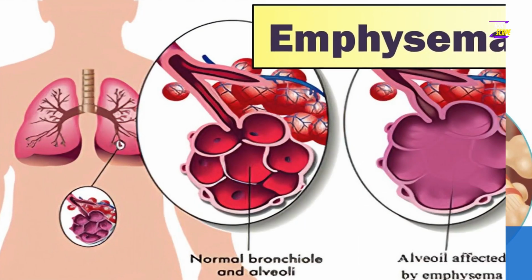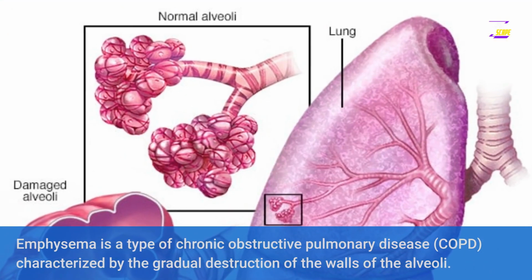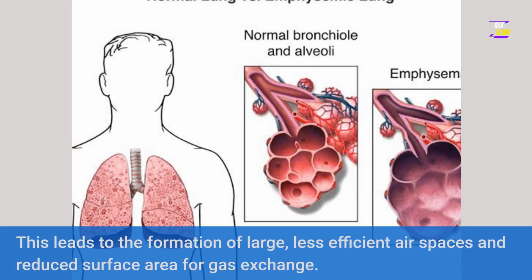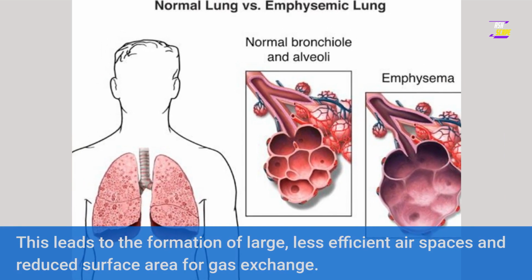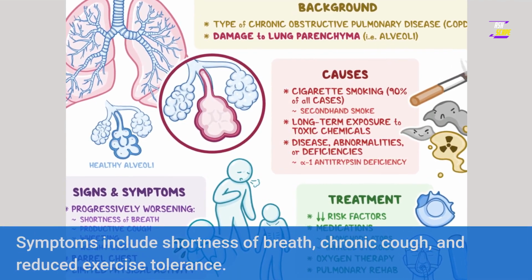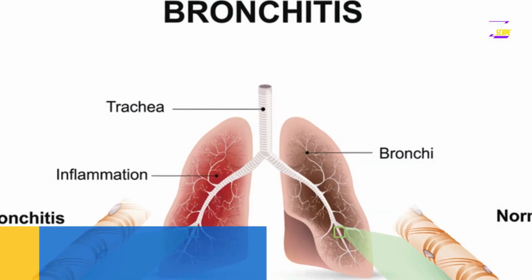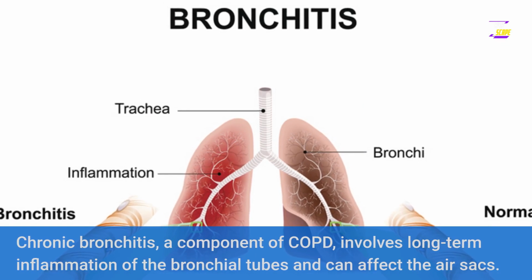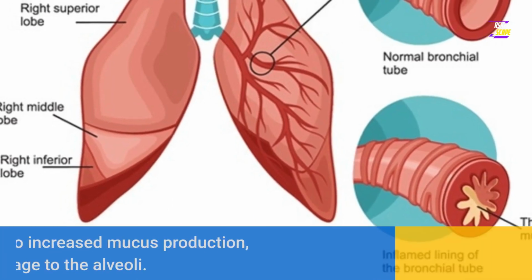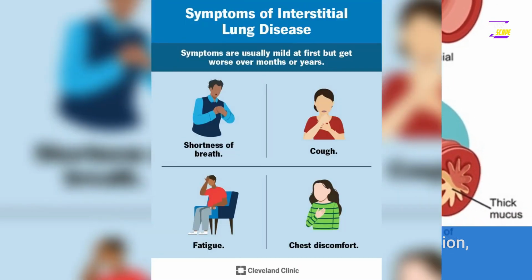2. Emphysema. Emphysema is a type of chronic obstructive pulmonary disease, COPD, characterized by the gradual destruction of the walls of the alveoli. This leads to the formation of large, less efficient air spaces and reduced surface area for gas exchange. Symptoms include shortness of breath, chronic cough, and reduced exercise tolerance. 3. Chronic bronchitis. Chronic bronchitis, a component of COPD, involves long-term inflammation of the bronchial tubes and can affect the air sacs. Chronic bronchitis can lead to increased mucus production, airway obstruction, and damage to the alveoli.